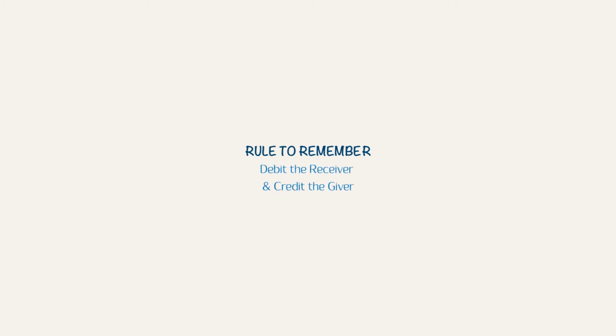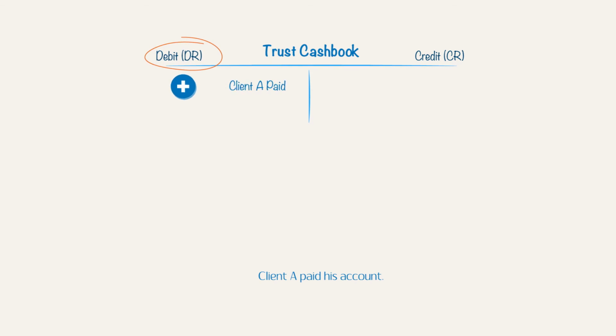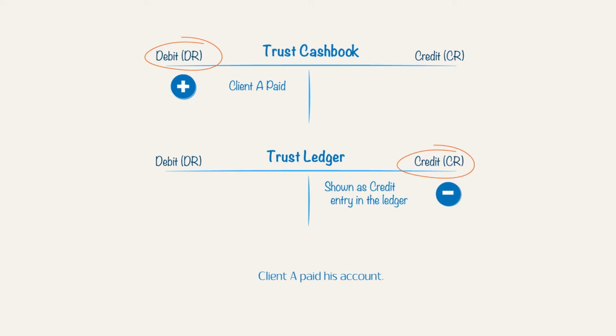When client A pays his account, we record the transaction in two places. Thus, a double entry is created. Because client A paid his account, we debit the trust cash book. Remember, because we debit the receiver. At the same time, we create a matter ledger for client A regarding the specific matter, and that is where the second part of the transaction is entered. Here we credit the client A ledger because we credit the giver. This is how client A becomes your trust creditor.